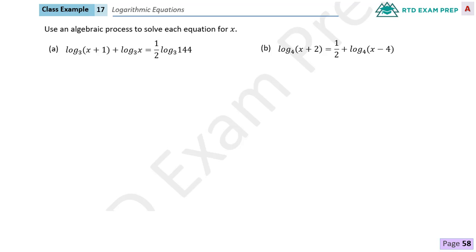In class example 17, we'll solve two logarithmic equations, one in which all terms are logarithmic and one in which at least one term is not logarithmic.